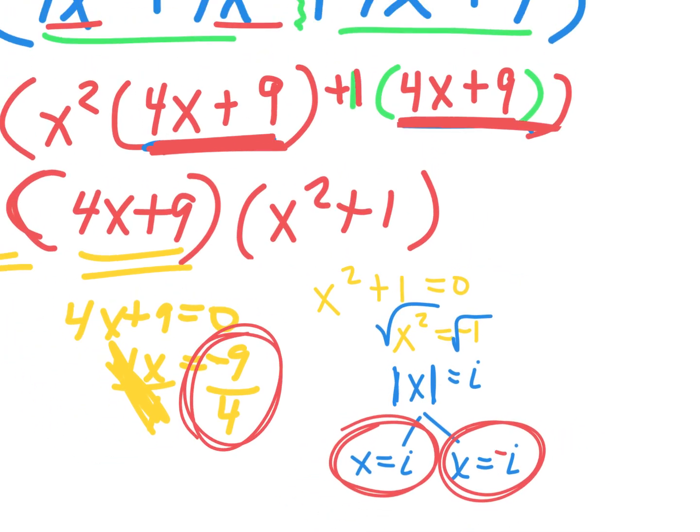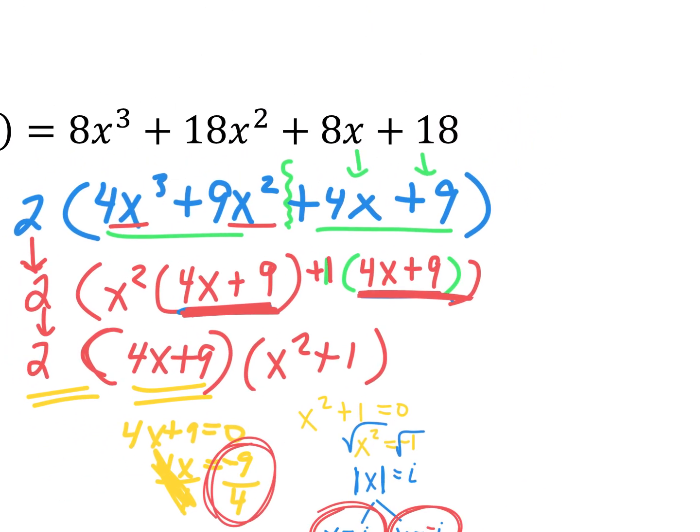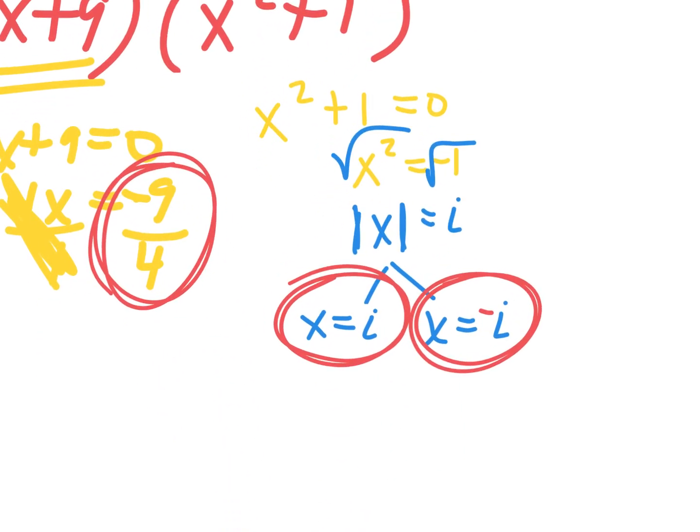And that's what I expected to have because the problem was degree 3. And I got 3 answers. Only one of them's real, and therefore only one of them's an x-intercept. These are answers, they're just not real, and they're not x-intercepts then.